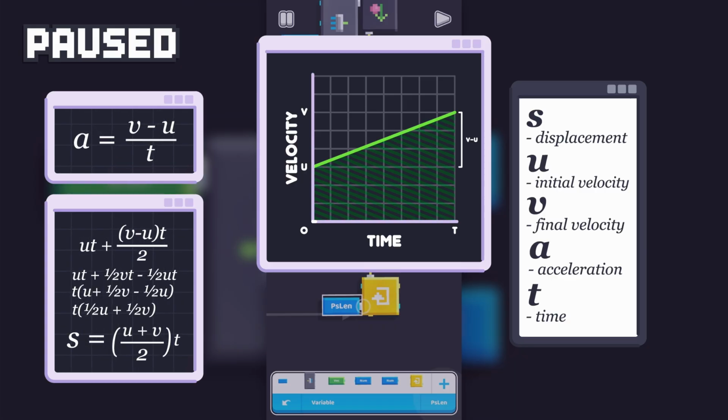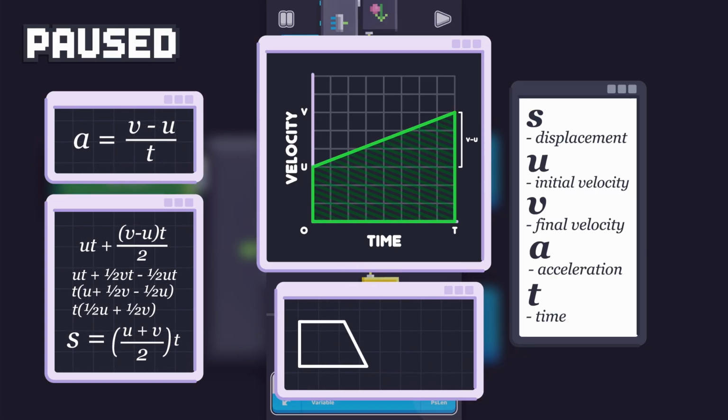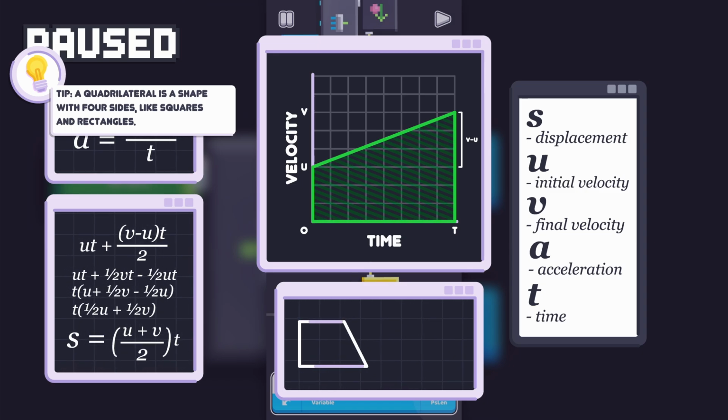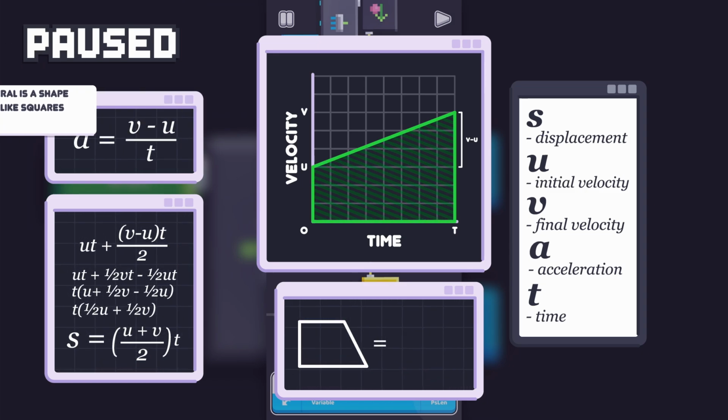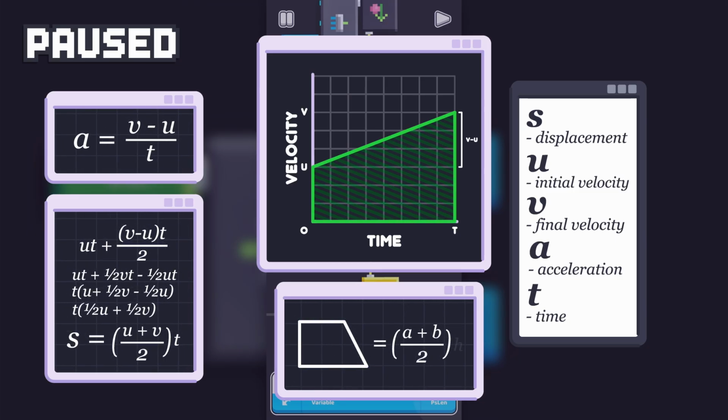Number 2, think of it as a trapezium laid on its side. A trapezium, or a trapezoid, is a quadrilateral with only one pair of parallel sides. To get the area of a trapezium, we add the lengths of the two parallel sides, divided by 2, and multiply by the height. In our case, the two sides are u and v, and the height is t. Therefore, its area will also be s is equal to u plus v divided by 2 times t.